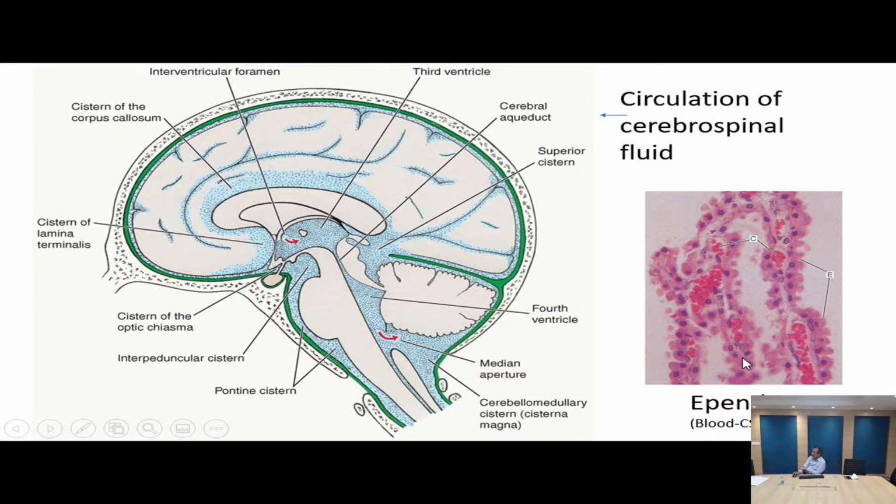This is a histological section of the choroid plexus, and you can see that there are blood vessels over here. These blood vessels are fenestrated, which means there are holes on the wall of the blood vessel. The lining of this choroid plexus is by a special type of cells called the choroidal epithelium, which have tight junctions between them, and they actually produce the CSF.